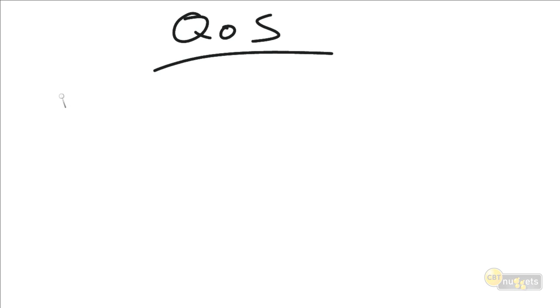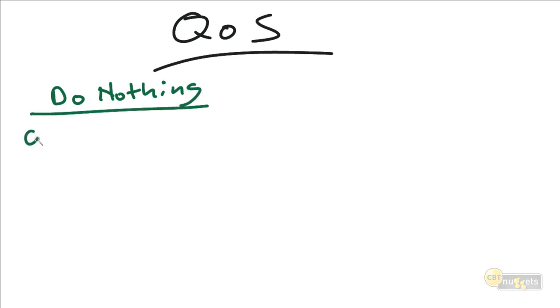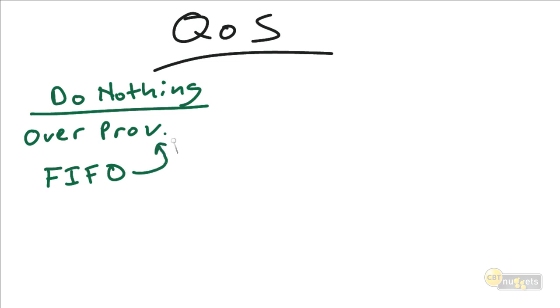With QoS, we know there's three overall approaches, right? The first, do nothing special. What this really means is you're going to over provision things. The queuing mechanism that would be used would be the first traffic that shows up is the first traffic that goes out. If you have over provisioned your network, then this shouldn't be a problem. I mean, you have a plethora of bandwidth.